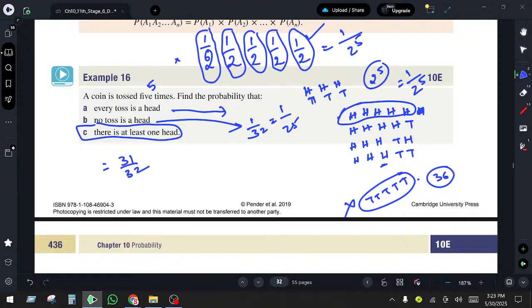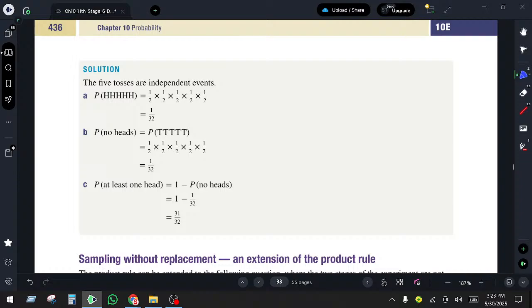You can also see the output here. It is an example only. See here, 1 over 32, 1 over 32, it is simply a product. And at least one head means 1 minus no head. No head means all tails. It is the same.